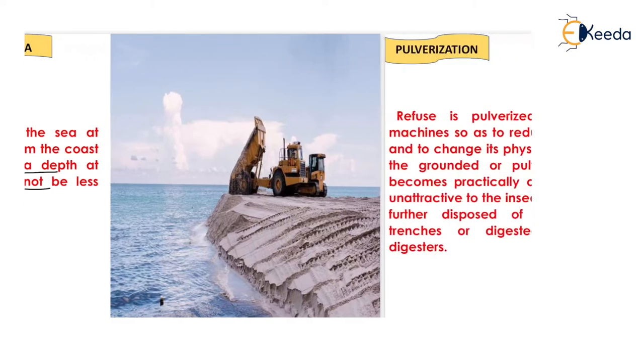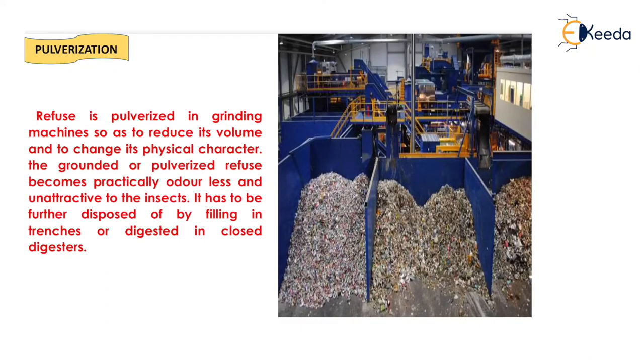Clear? Now, the next method is pulverization. Refuse is pulverized in grinding machine so as to reduce its volume and to change its physical character. Why do we generally do the pulverization? To reduce the volume of the refuse as well as to change its physical character. Now, the ground or pulverized refuse becomes practically odorless and unattractive to insects. It has to be further disposed of by filling in trenches or digested in closed digester.